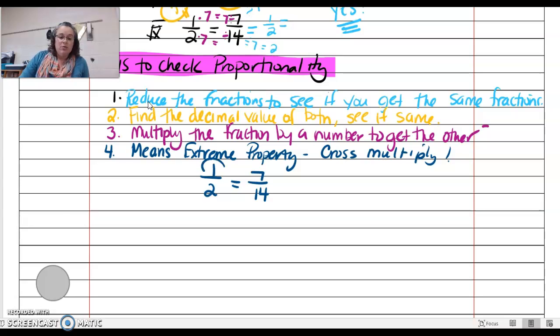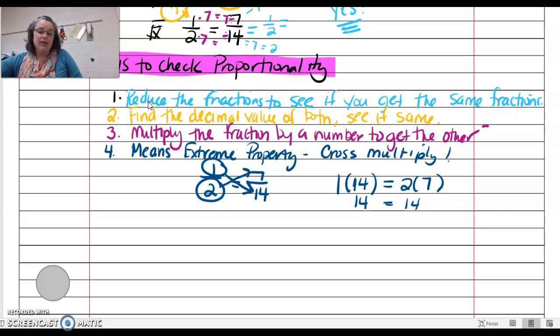So like if I take the numerator in the first one, multiply it by the denominator in the second one, does that give you the same as if I were to take the denominator in the first one and multiply it by the numerator in the second one? Does 1 times 14 equal 14? Yep. And then 2 times 7 equals 14. Are their values the same? Yes. This is the means extremes property, and I use this one a lot. And in fact, we're going to use this to solve some proportions.